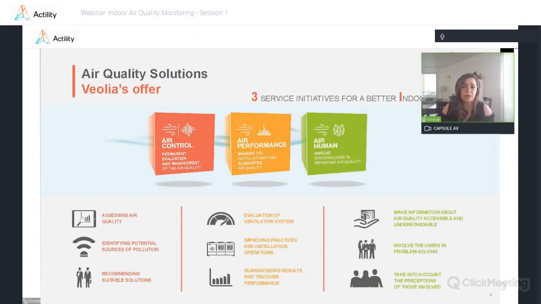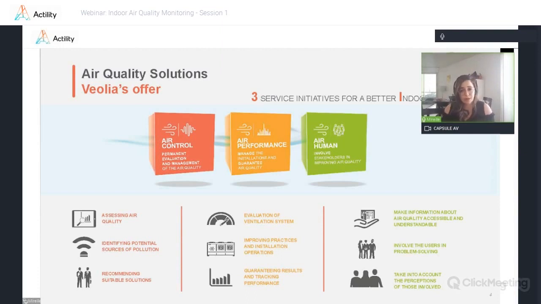Air control helps us to make the invisible visible. It's based on reliable measurement devices qualified by well-known third parties to monitor continuously and in real time the main parameters of air quality, including CO2 and PM. The key performance indicators adapted for each profile are communicated to the occupant, the client, and the building operator. Thus, we can identify the main source of pollution and therefore recommend the appropriate solutions.